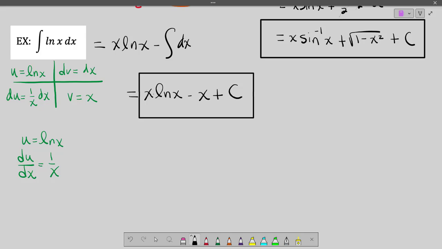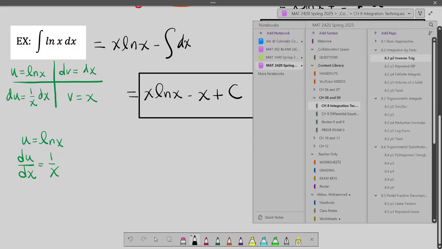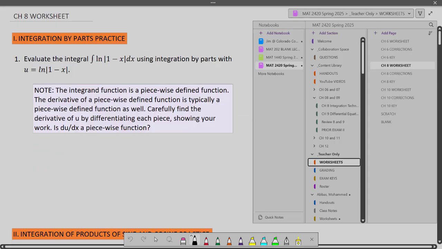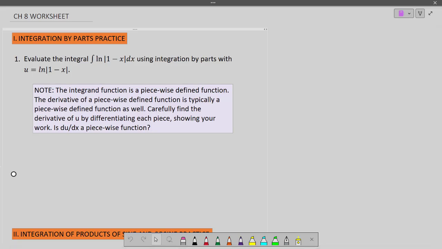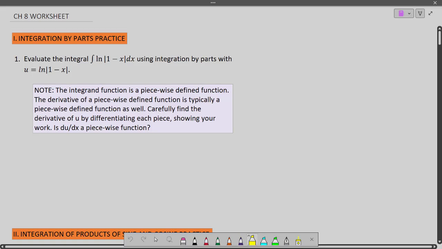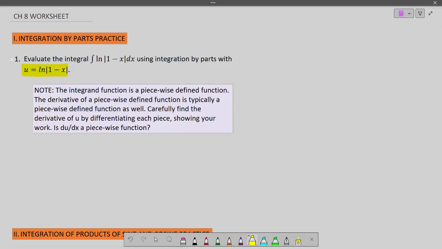Let's talk about the worksheet for a second. We have more folks here. I just want to mention a couple of things about the worksheet. So the worksheet for Chapter 8 looks very similar to what we just did. We were integrating the natural log function. But notice that we're integrating the natural log of an absolute value. And the suggestion that I want you to do for this substitution is to let u equal that.